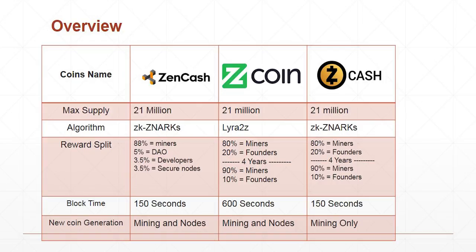For ZCoin and Zcash, for the first 4 years, 80% goes to the miners and 20% goes to the founders. After 4 years, 90% goes to the miners and 10% to the founders. The block time is 150 seconds for ZenCash and Zcash, and 600 seconds, about 10 minutes, for ZCoin. At the moment, ZenCash and ZCoin can only create new coins through mining, but they are working on implementing nodes sometime toward the end of this year. And for Zcash, it's only mining.